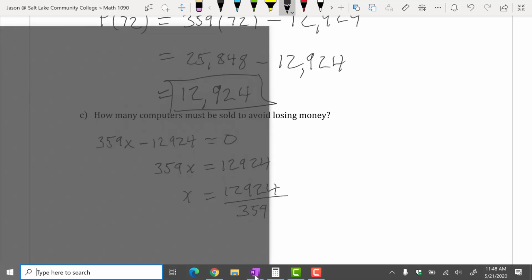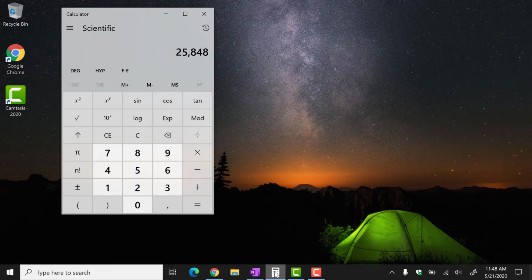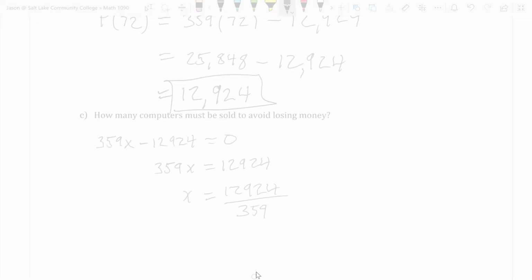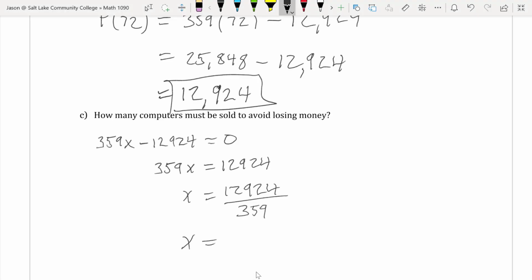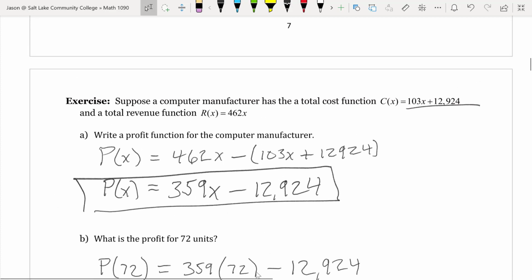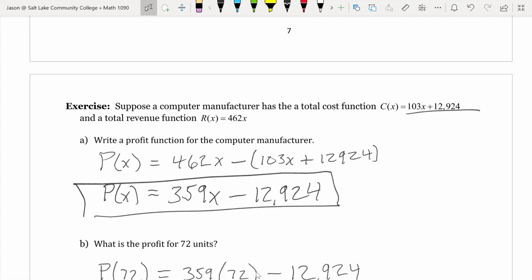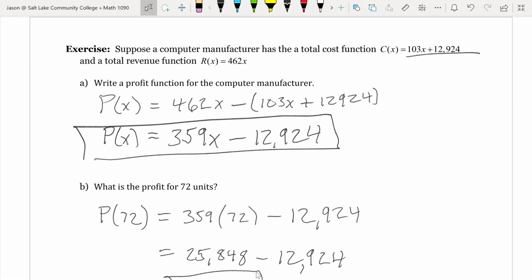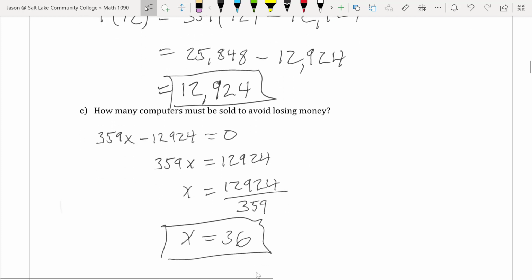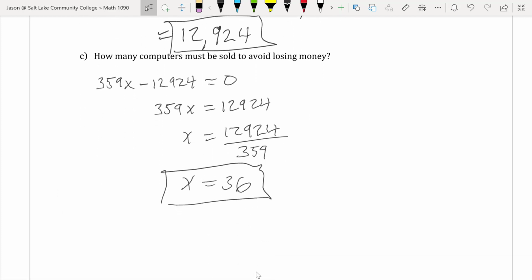I'm going to do that on the calculator as well. So 12,924 divided by 359 is 36. So x equals 36. So we need to sell at least 36 computers to avoid losing money. That's our break-even point. All right. It doesn't say what time period that is. Is that monthly? Is that daily? It doesn't say, but that's okay. All right. This concludes section 1.1.